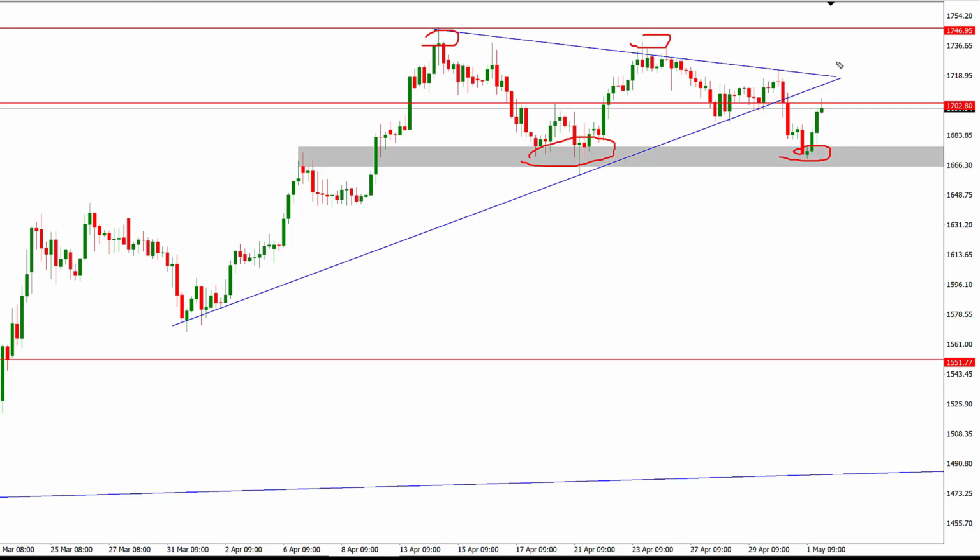Remember, all this analysis right here is based on my personal opinion, and for any trade you want to take, make sure you complete our healthy money management system.